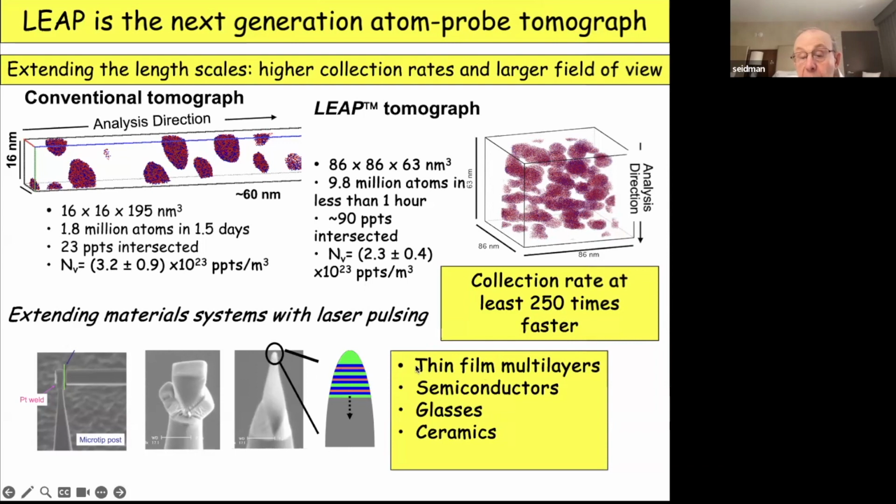And so we can look at thin film multi-layers, which are quite common in the semiconductor industry. We can, of course, look at semiconductors. We can look at glasses. We can look at ceramics. And we also now have been looking at nanodiamonds.